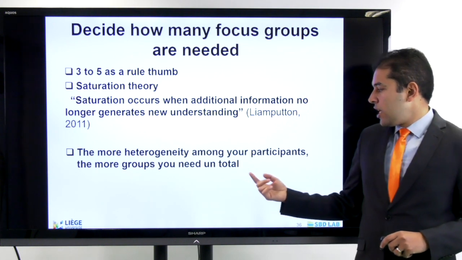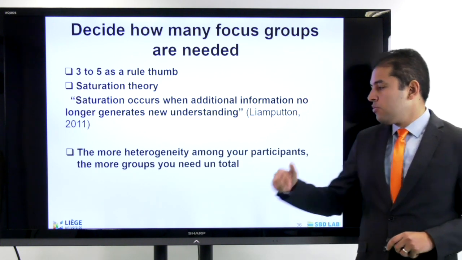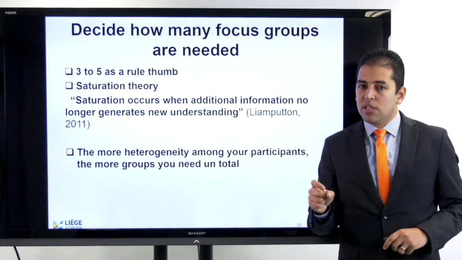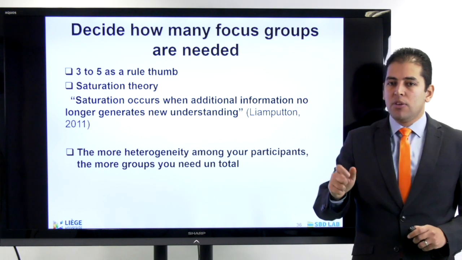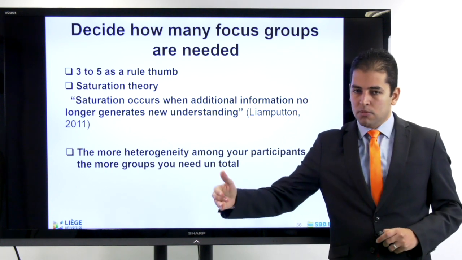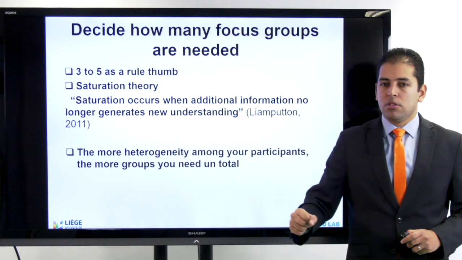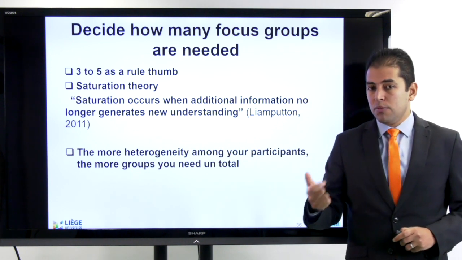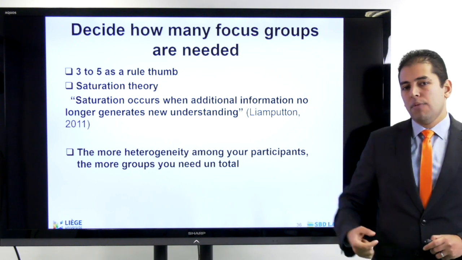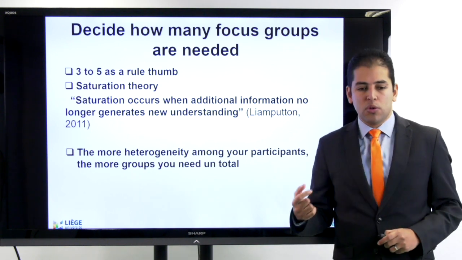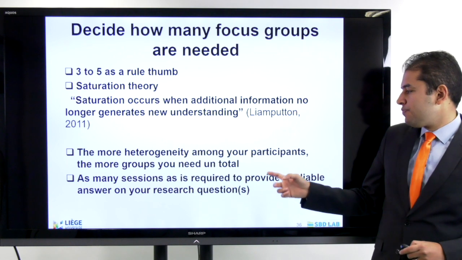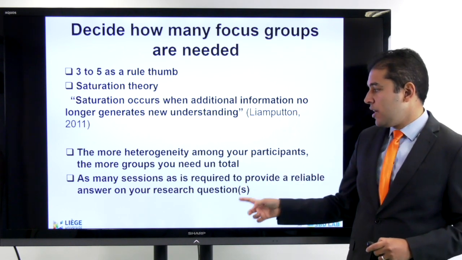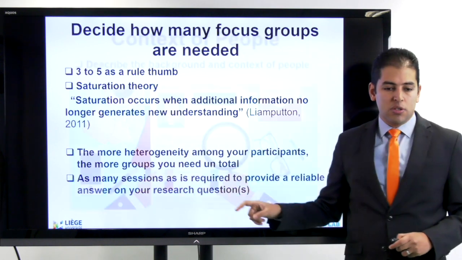The more heterogeneity among your participants, the more groups you will need to complete your work. So if you have homogeneous groups, which I prefer, you can have fewer focus group discussions. You can have 3, fine, and you stop. But if you have heterogeneous group recruitment from the beginning, you'll need at least 5 groups for your focus groups. As many sessions as required to provide a reliable answer to your research question. This is related mainly to the heterogeneity question.